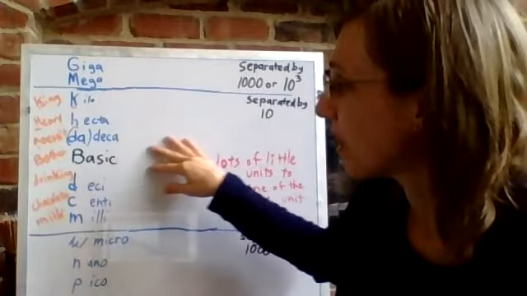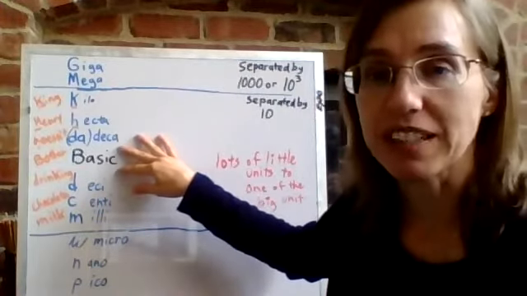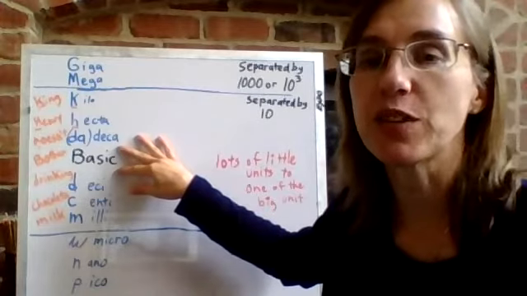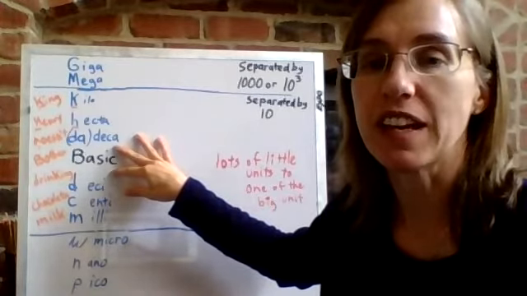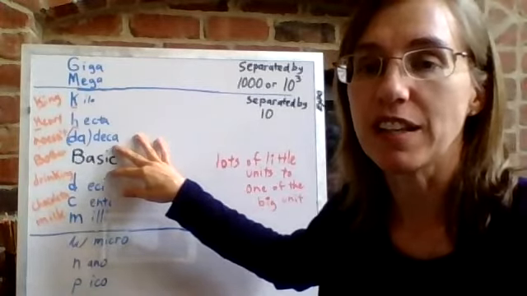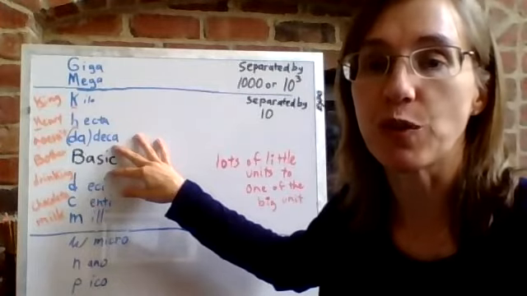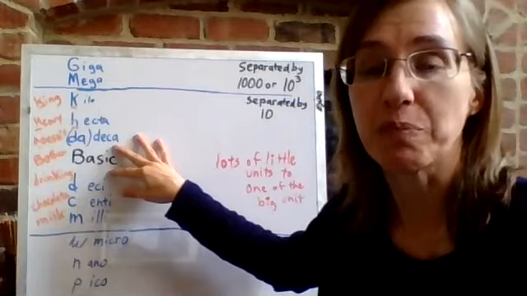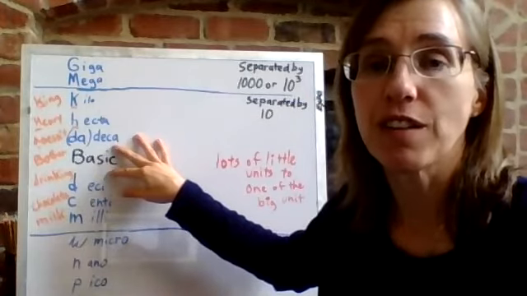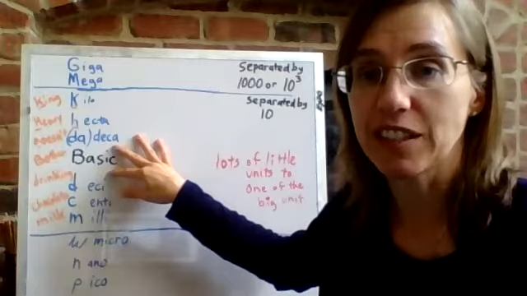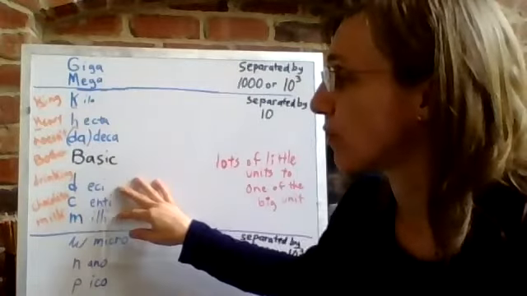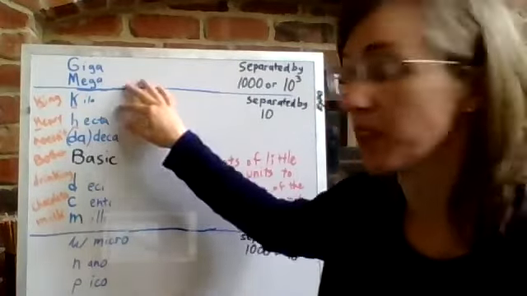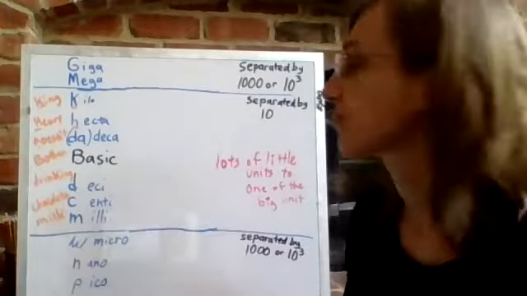We might look at this basic unit and say, well, what's the basic unit? The basic unit is the unit that stands for the particular thing that we're talking about. So for length, it is meter. For mass, it is grams. And for volume, it is liter. And then these prefixes go in front of them to make them either bigger or smaller.